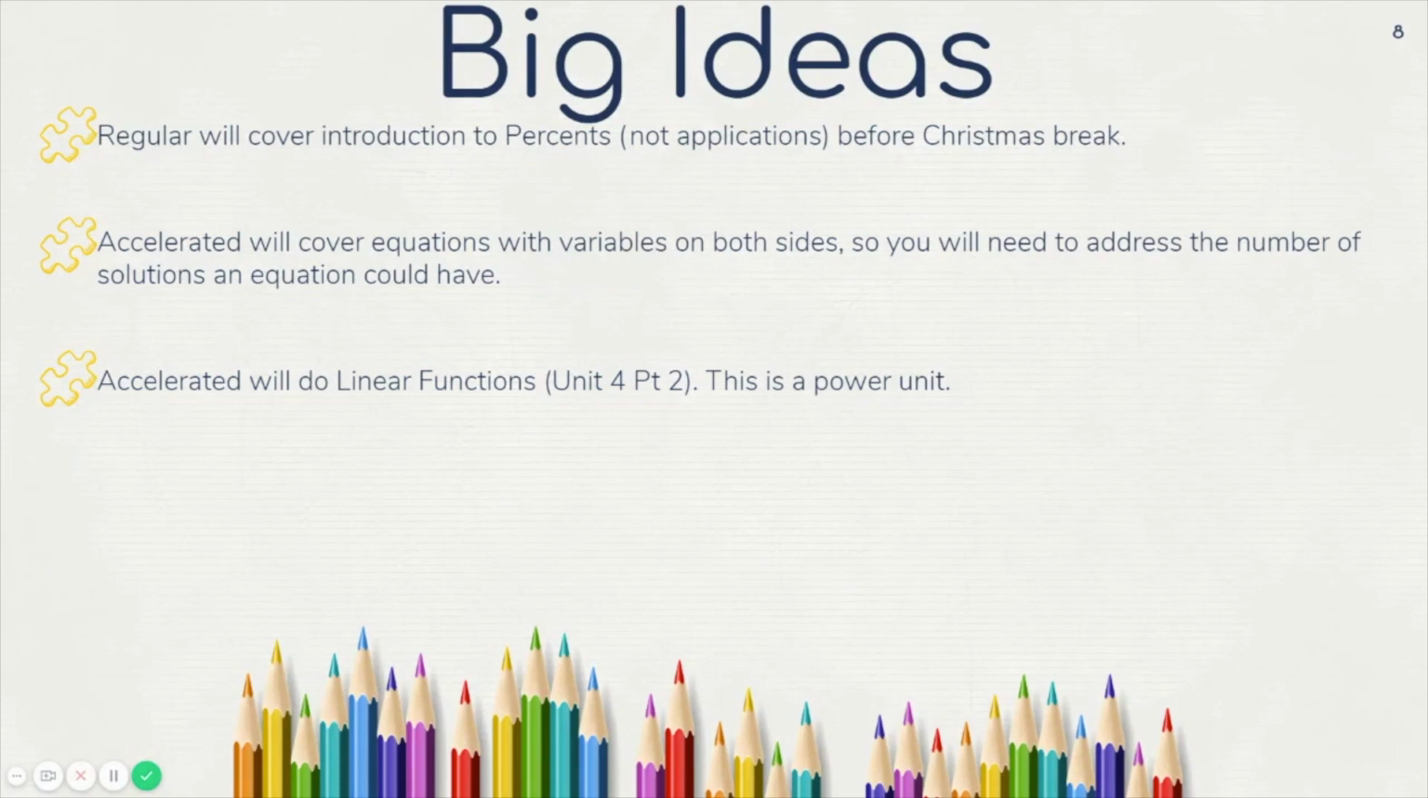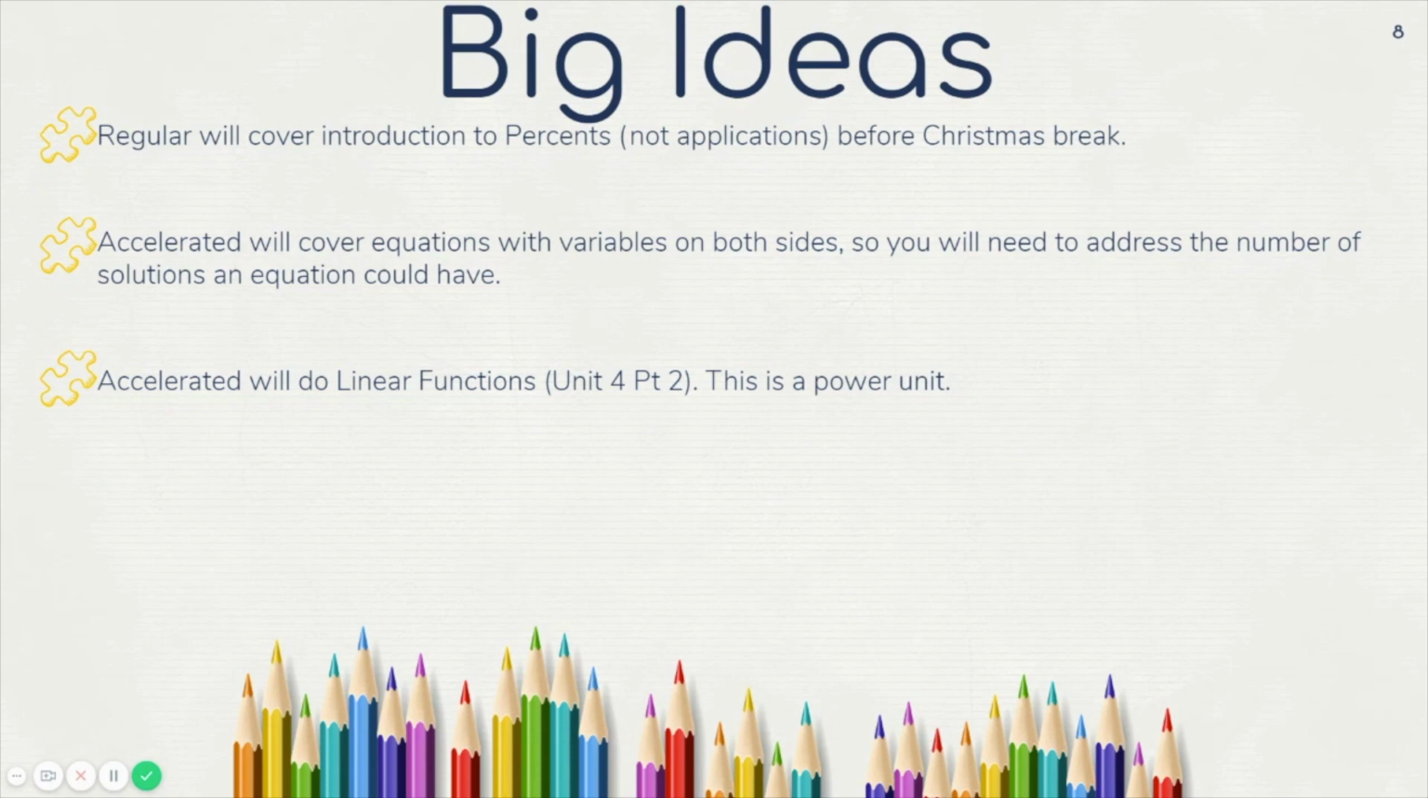The big ideas for the 9 weeks are that your regular students will look at the introduction to percents, but not the applications before Christmas break. So they will look at an introduction to percents, where your accelerated students will not even see percents until you come back from Christmas break.